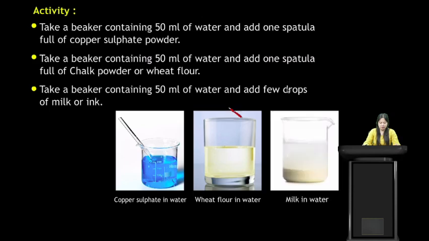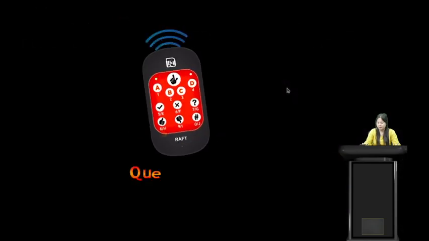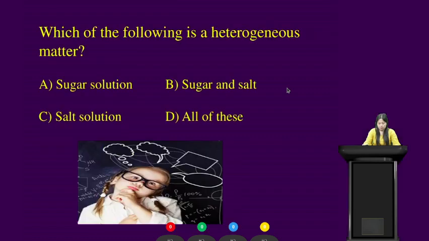So we have copper sulfate in water, wheat flour in water, milk in water. We will be discussing this today. But before we proceed further, let us answer one more question. Please get your rough devices ready. The question is, which of the following is a heterogeneous matter? I'm giving you 15 seconds for this question. Your time starts now.